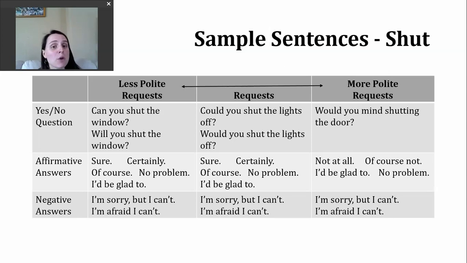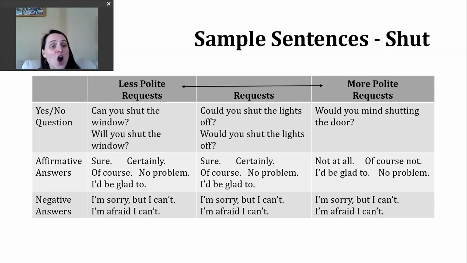do is change the modals to could or would. And we make those requests in the exact same way. Modal, then the subject, then the base verb. And we have these examples. Could you shut the lights off? Or would you shut the lights off?